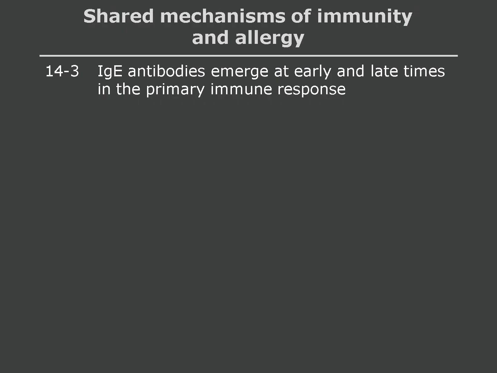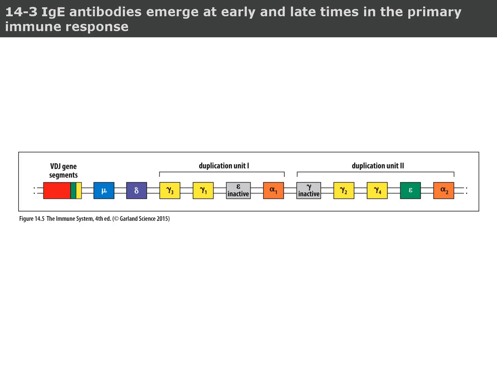IgE antibodies emerge at early and late times in the primary immune response. This figure shows the organization of immunoglobulin heavy chain gene segments and explains how immunoglobulin E antibodies emerge during the course of a primary immune response. The diagram represents the constant region gene segments that encode the different immunoglobulin isotypes.